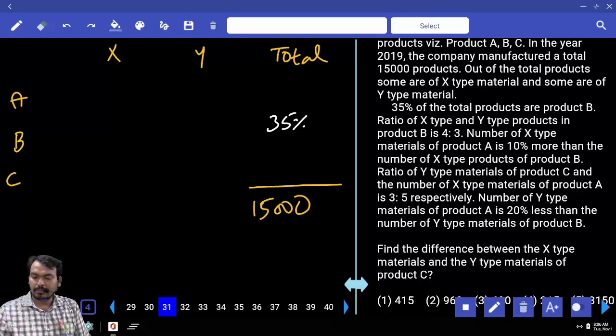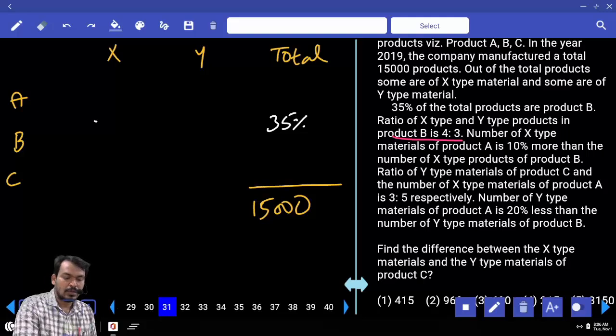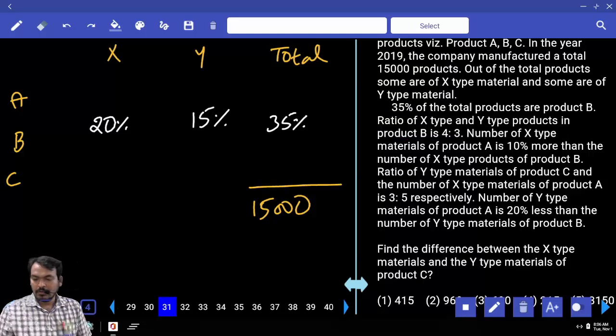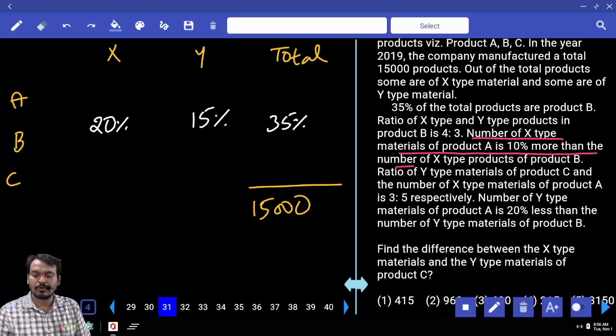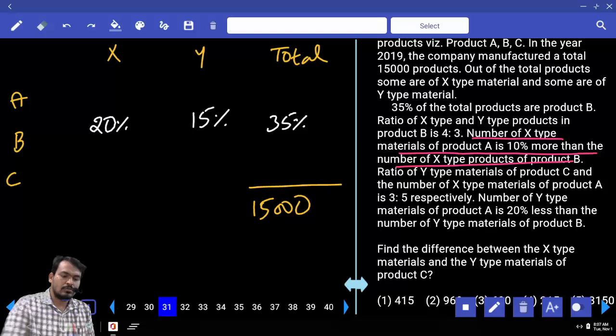Next, what is the next point? The ratio of the X type and Y type products in product B is how much? 4:3. Total how many parts? 7 parts. 7 parts are 35%. Every 1 part is 5%. 4 parts are 20%. 3 parts are 15%. Next, what is the next one? The number of X type materials of product A is 10% more than the X type products of B. What is the X value of B? 20%. Compared to this one, 10% more. What is the 10% of 20? 2. Then it will be 22%, or not?